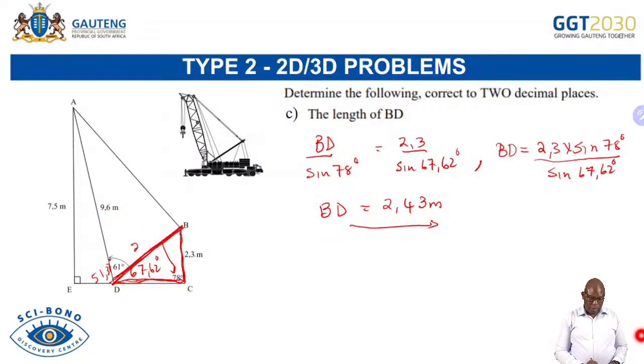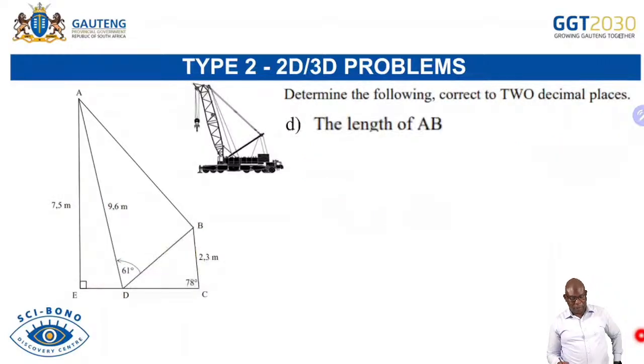My answer makes sense, because if this is 2.3 and it's opposite 67, the 78 will be 2.4, it will be more because of the degrees there.